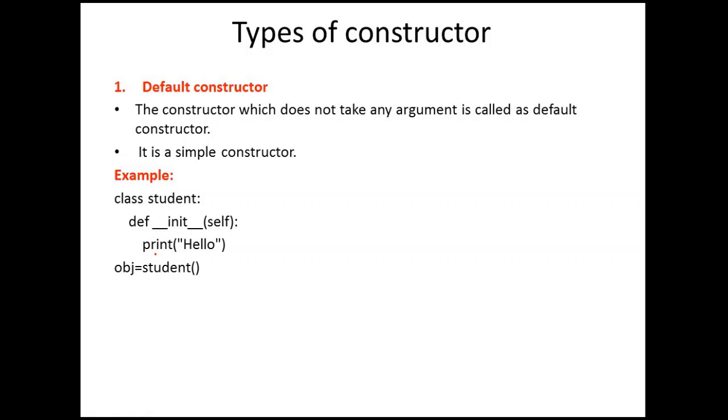Under this, I'm just printing a statement. When the object is created for the class, automatically this method is invoked. So the print statement, hello, will be printed as the output here. Any constructor method, if it does not take any argument, is called a default constructor type.